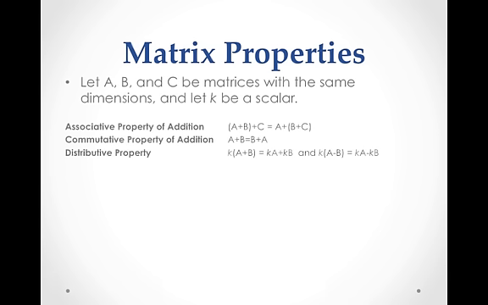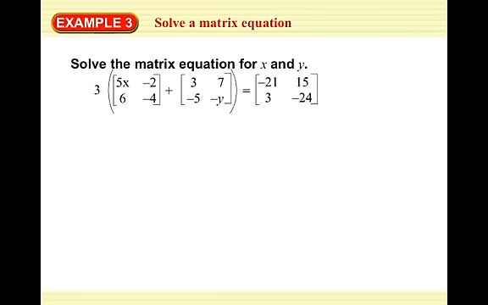All right, there are some properties of a matrix. The associative property of addition: matrix A plus B, and then you add C, is the same thing as adding B and C and going back and adding A. The commutative property of addition: A plus B equals B plus A. And the distributive property of scalar K times the sum of A plus B is equal to K times A plus K times B, and that holds for subtraction as well. All right, we're going to solve the matrix equation for x and y.